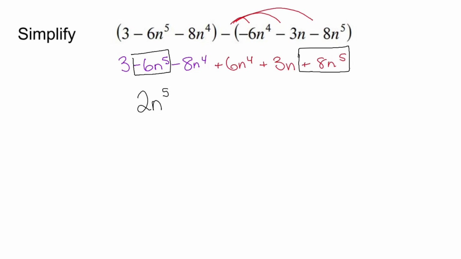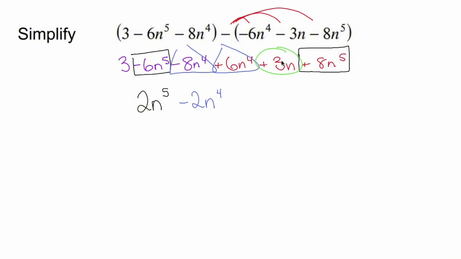Let's work our way down. We now have negative 8n to the 4th and 6n to the 4th. Those are like terms. Negative 8 plus 6 is negative 2. So negative 8n to the 4th plus 6n to the 4th is negative 2n to the 4th. And then we just keep working.